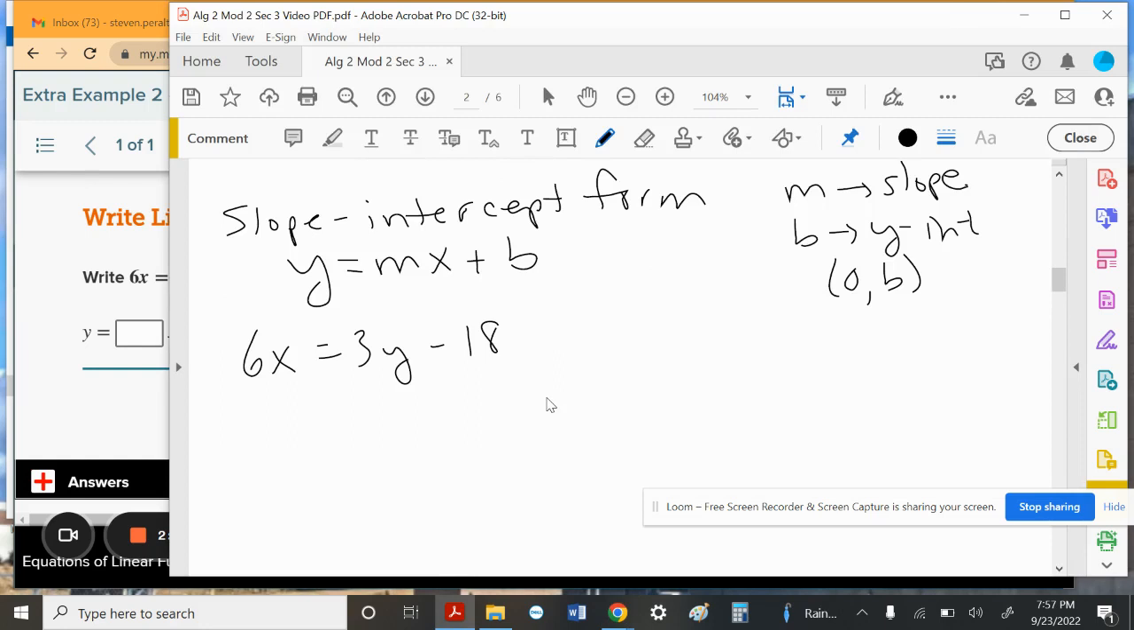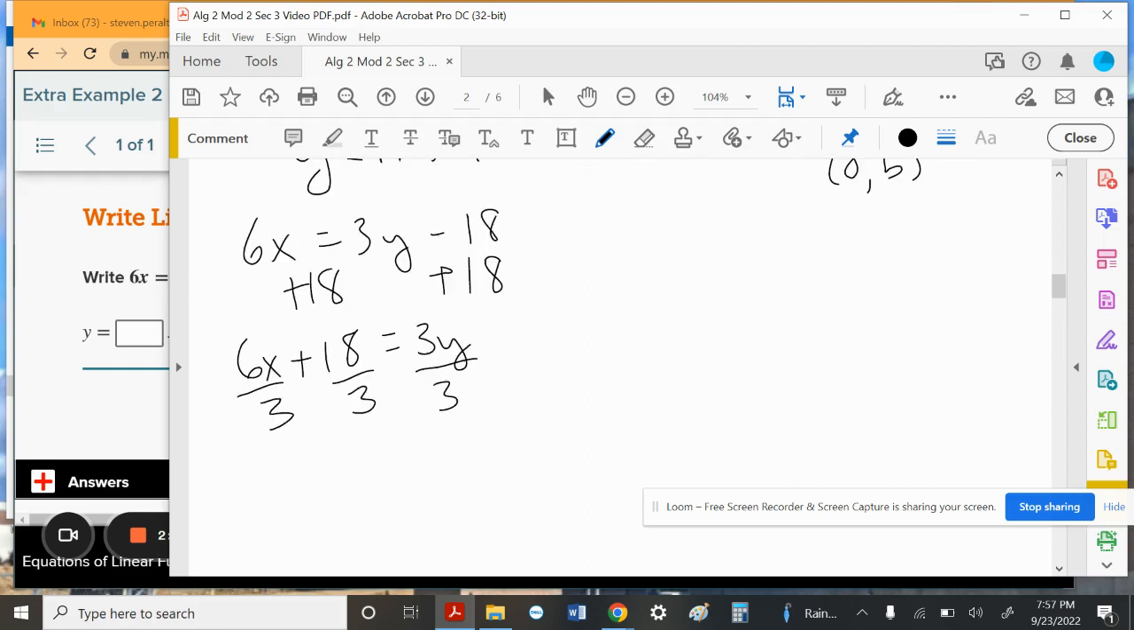If I want to solve for y, what I'm going to do first is notice that the y is on the right side, so I'm going to get rid of the 18 to get that y all by itself. So I then have 6x plus 18 equals 3y. I need to get rid of the 3, so I divide everything by 3 because it's multiplying the y. So I get 2x plus 6 equals y, and there is my slope.